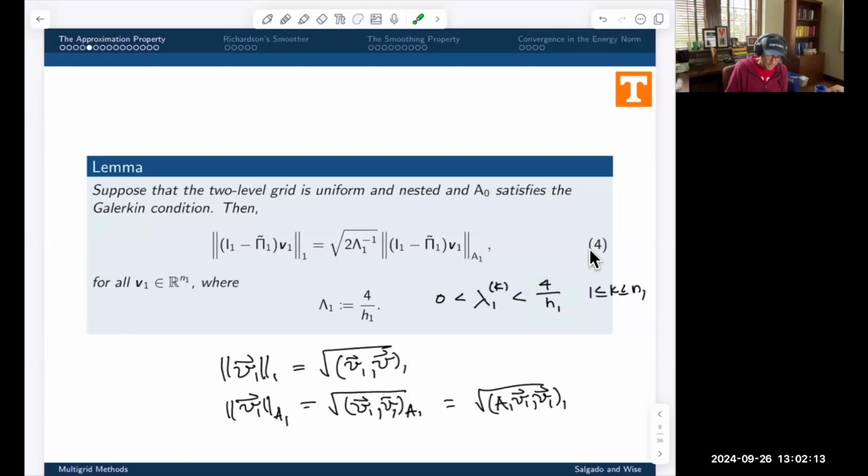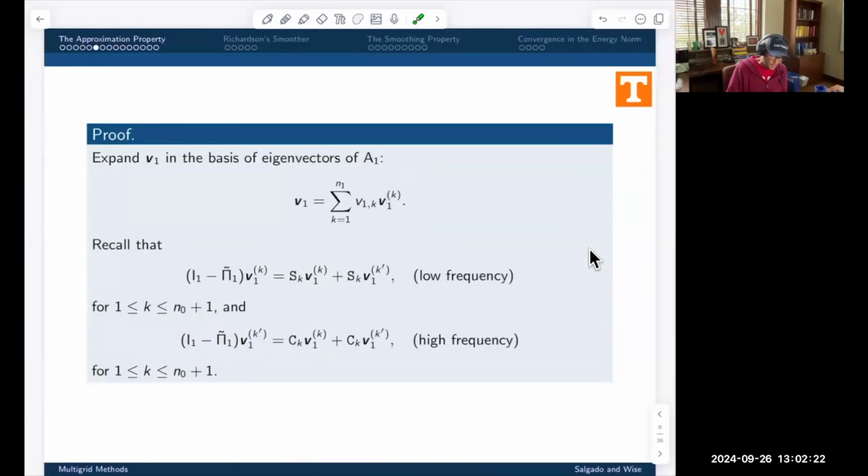All right, so let's get into this estimate and why, and then later on we'll address why it's useful. To prove it, we're going to expand V1 in a basis of eigenvectors of A1. So that's a fairly standard expansion. The coefficients that we'll use in this case are V1K.